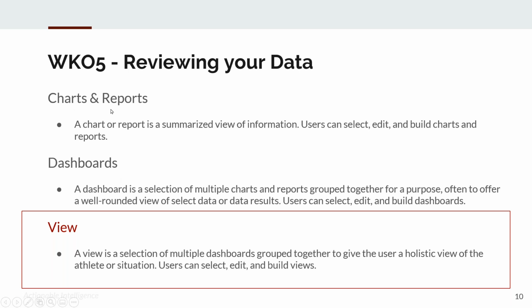So at the core level, you have charts and reports. A group of charts and reports is a dashboard. Now a view, and you do not have a view in WKO4, but in reality, we created views to solve that WKO4 problem of, I have to adjust everything for multiple athletes. So the reality is a view is a selection of multiple dashboards grouped together to give the user a holistic view of the athlete or situation. Users can select, edit, and build views.